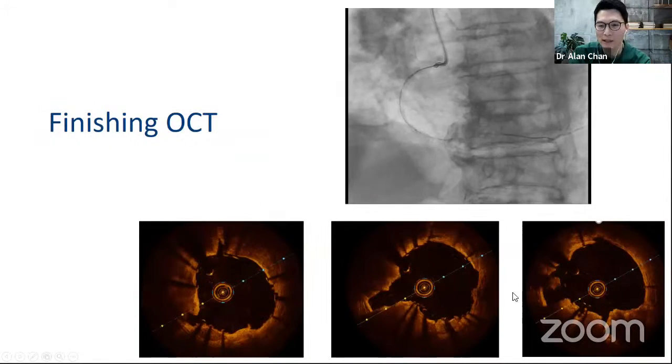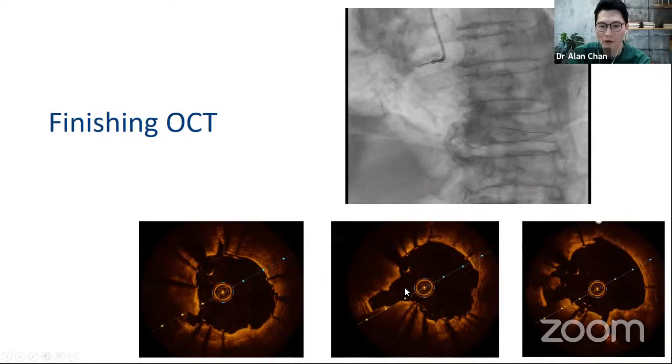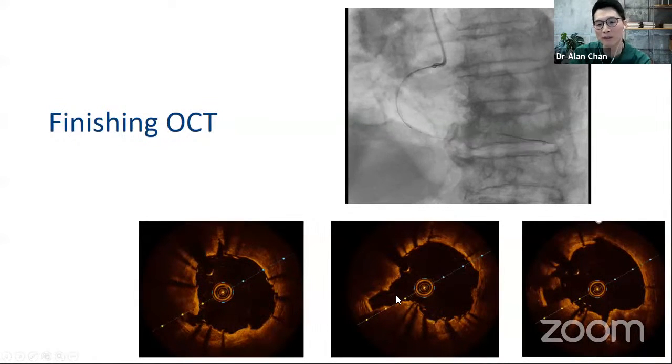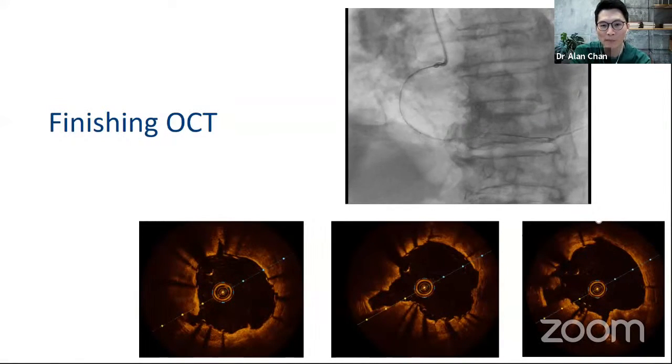This is the final angiographic as well as OCT result. I think the OCT gives us a fairly reassuring result. Of course, you can still see a lot of this very deep calcium fracturing. We never know what the long-term outcome is, but without this calcium fracturing, by no means are we able to open up the vessels.